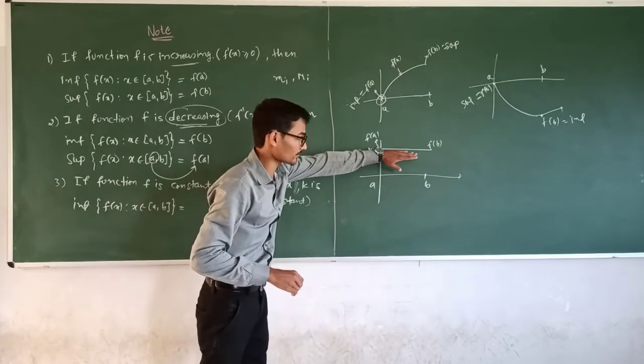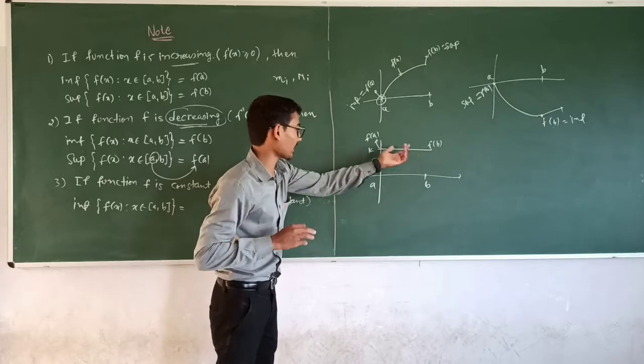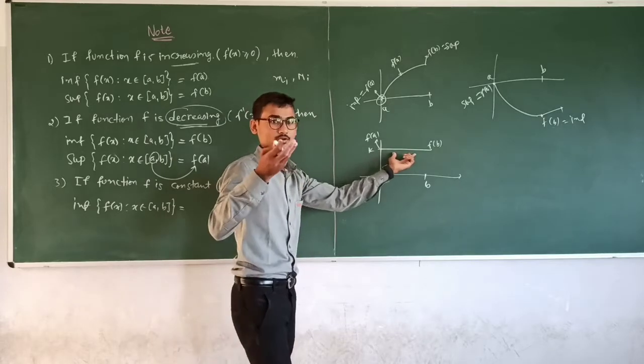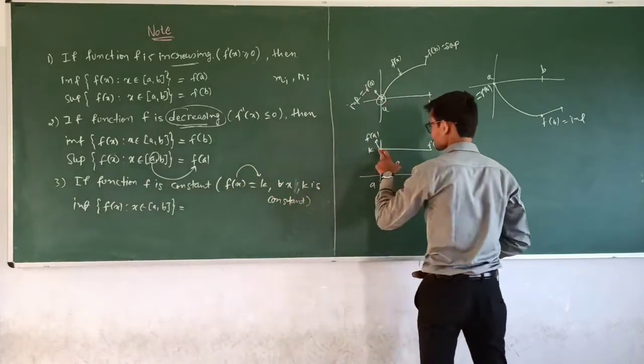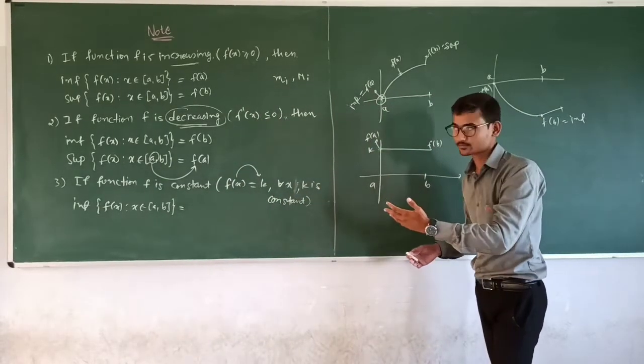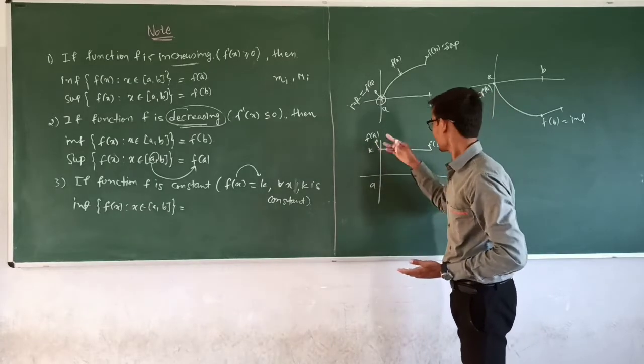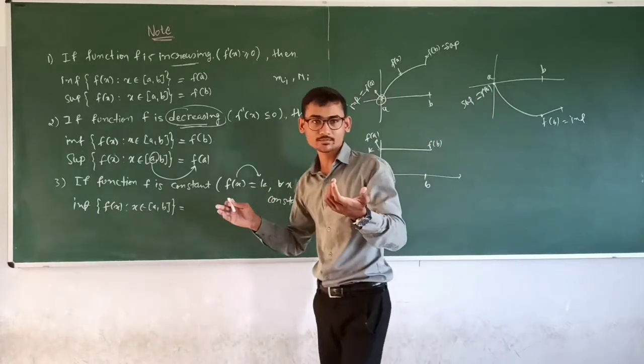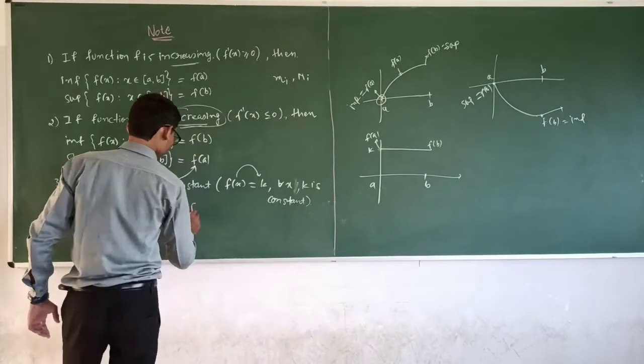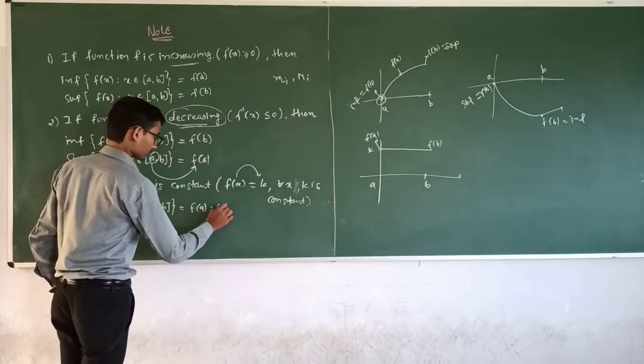So what is the infimum value? Supremum and infimum are the same because there is no maximum or minimum value. Each supremum value of f is f of a or f of b. Each element gives the supremum and each element gives the infimum.